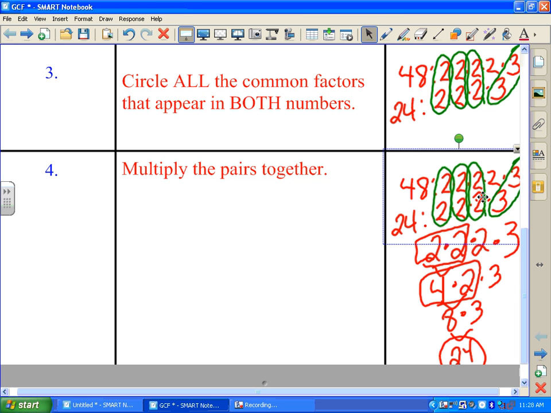I'm going to take the 3s and combine them into 1. Then I multiply. 2 times 2 is 4, and I bring a 2 down. 4 times 2 is 8. I bring the 3 down. 8 times 3 is 24. Okay? So, right, quickly.